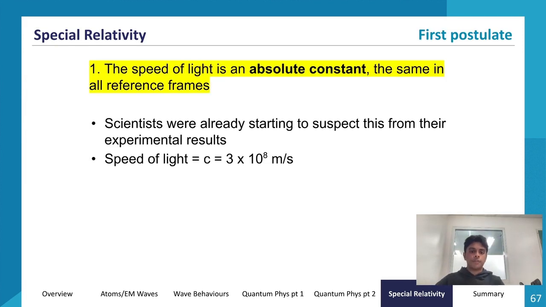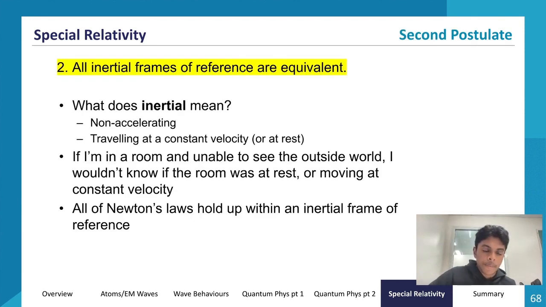So yeah, these are Einstein's postulates. His first postulate was that light is an absolute constant and the same in all reference frames. Scientists were already starting to suspect this behavior from the experimental results, where no matter how fast you go, light always appears at the same speed. So it was already suspected, but this was Einstein's postulate. And the speed of light, c, is approximately equal to 3 times 10 to the power of 8 meters per second. And so we can say that all inertial frames of reference are equal as well.